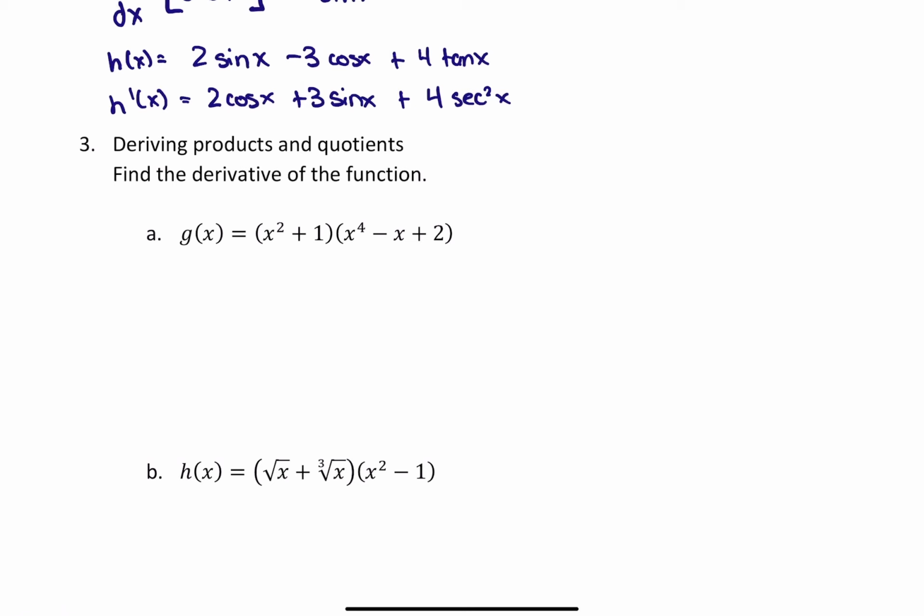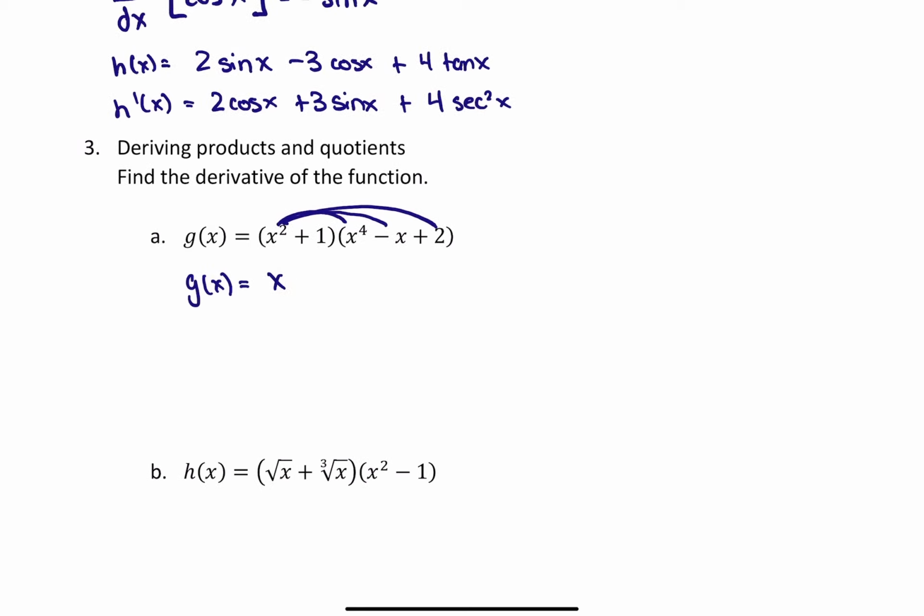So here, it's going to be easier to multiply these things out, and we're going to get, remember, we're not doing the derivative, we're going to get x to the sixth. I didn't even write a six, but I said it. So x to the sixth minus x cubed plus 2x squared plus x to the fourth minus x plus 2. Now, if you want to collect terms and rearrange them, that's fine. I'm not going to. And so now we can calculate the derivative.